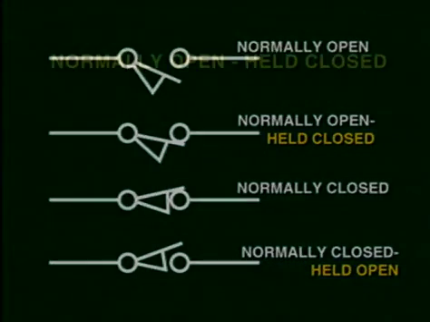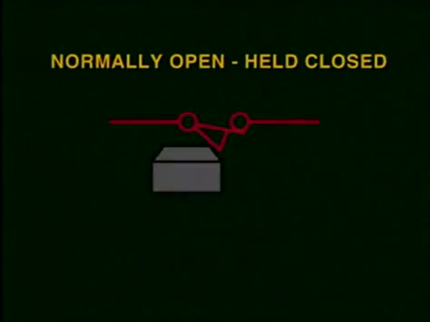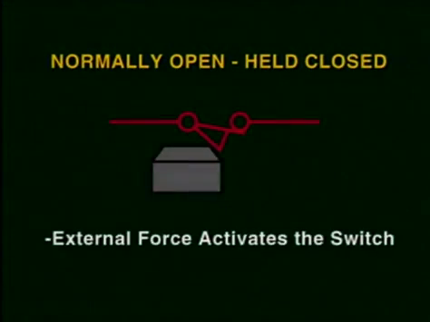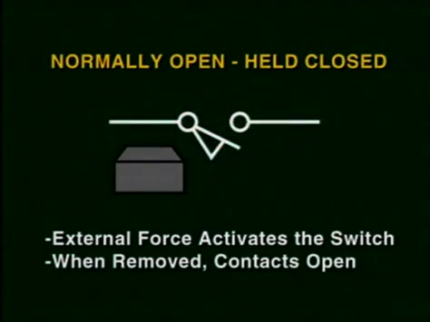Let's see. The normally open held closed switch indicates that an external force is normally activating the switch without any machine motion, or in other words, the force is always present, just as if a normally open push-button switch were always pushed. When the external force of the switch is removed, the contacts of the switch will open. This would occur if the motion had caused the forcing part away from the switch, thus removing the external force.